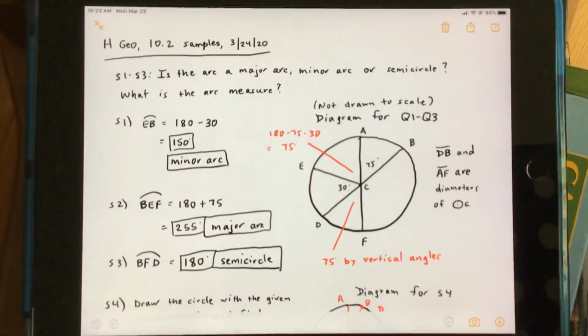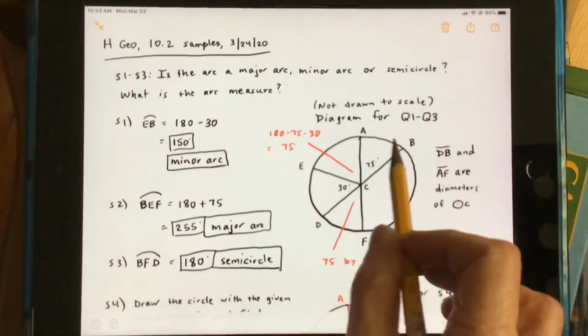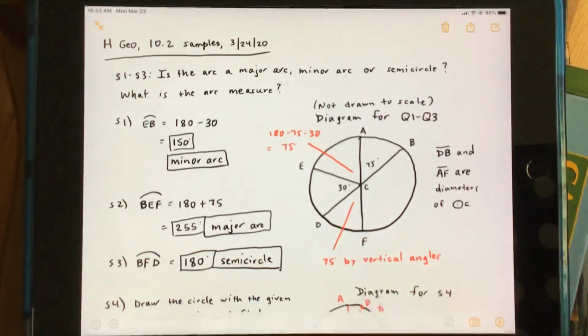Sample 2 asks you to figure out the measurement for arc BEF. It is a major arc. We notice that we're going to go the long route from B through E to F. That's more than 180 degrees, making it a major arc.